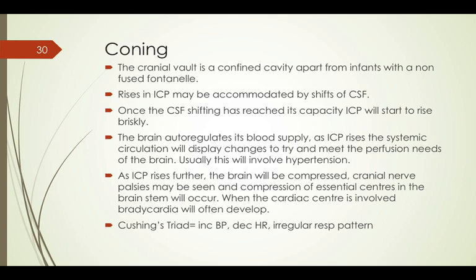So coning in a bit more detail. Once we've come to this decompensated stage, and as the ICP increases rapidly, the base of the brain starts to work its way through the foramen magnum and compress upon the cardiorespiratory centres of the medulla oblongata, and that leads to the Cushing's triad of bradycardia, hypertension, and an irregular respiratory rate. Okay.